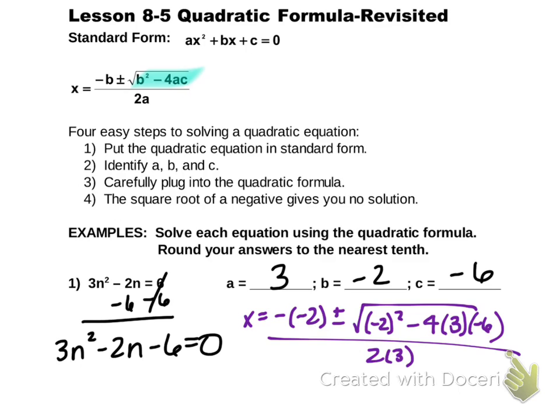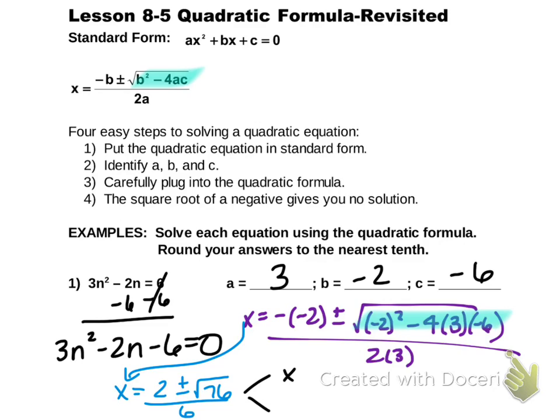So now at this point, I plug in my discriminant first. I plug this into the calculator first, and then go from there. So I have x is equal to 2 plus or minus the square root of 76. That's what I got from my discriminant. Since it's positive, I know that there are going to be solutions, divided by 6.